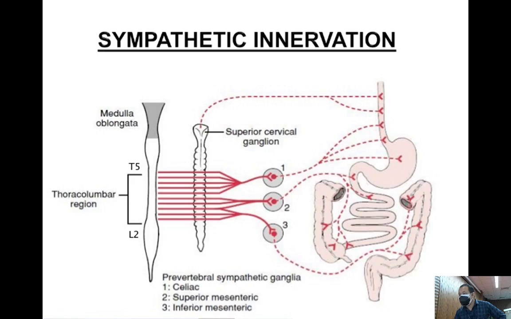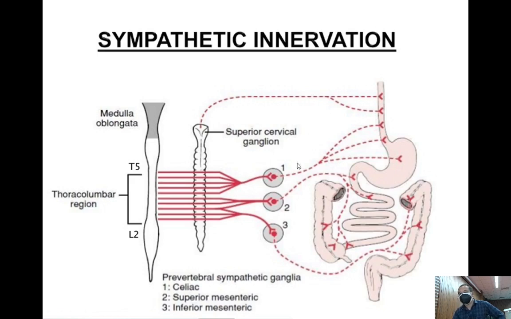So today we have discussed the neural control of the gastrointestinal tract. On another day, I will be discussing the hormonal control of the gastrointestinal tract. So this is nothing but the sympathetic innervation of the gut.